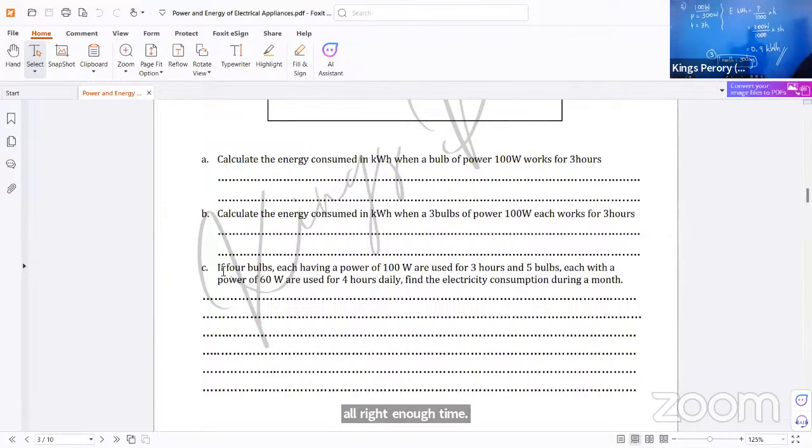Read the question first. If 4 bulbs each having a power of 100 watt are used for 3 hours, and 5 bulbs each with a power of 60 watt are used for 4 hours daily. This is for 1 day. Find the electricity consumption during a month.